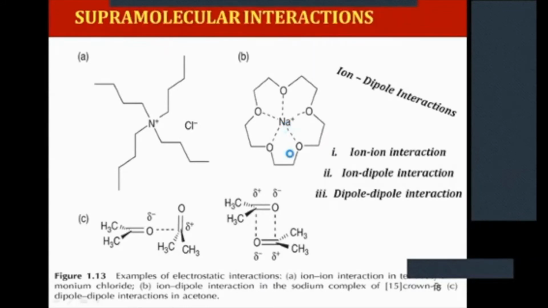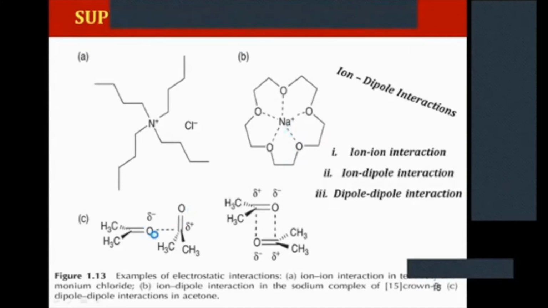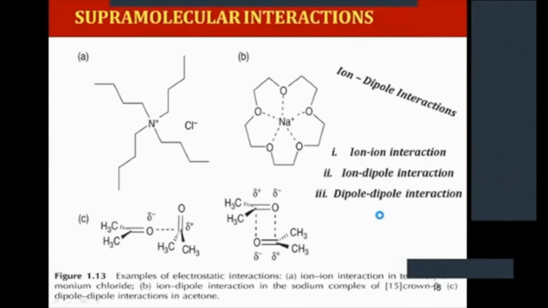And the third one is you can take acetone molecules. Between two acetone molecules, there is a small partial negative and partial positive charge, the dipole-dipole interactions. So these three contribute to the ion-dipole interactions in supramolecular.